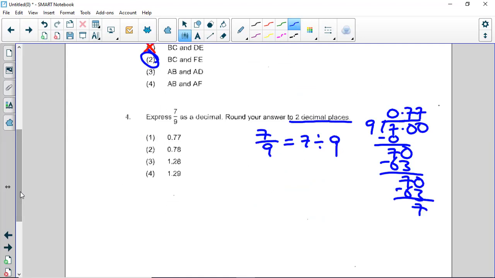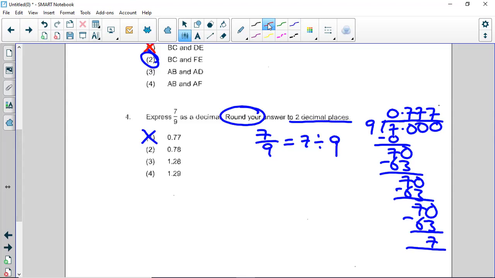Your answer is not 0.77 because you did not round off. You need to do rounding. So to do rounding, you need to divide some more to get 3 decimal places. So add one more 0, put the 0 down, and then 7 times 9, you get 63, and remainder 7. Once you get 3 decimal places, then you can round to 2 decimal places. You draw a line to show how 2 decimal places look like, and look at the digit nearest the line. Is it 5 or bigger? Yes, add 1 to the next digit. So your 2 decimal places will be 0.78, which is answer number 2.